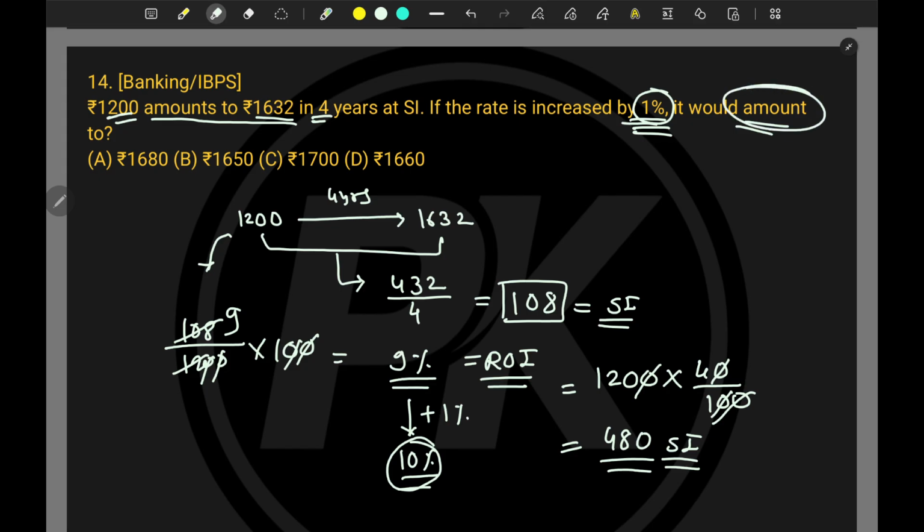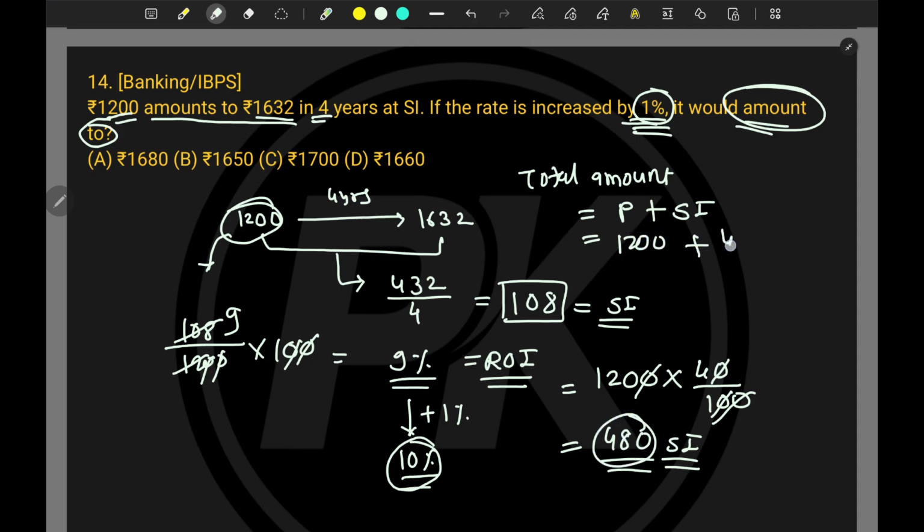Now here what they are asking is what it amounts to. What does amounts to mean? Amounts to means it is the total amount. And that total amount is nothing but your principal plus simple interest. What is your principal? It is 1200. What is the simple interest earned with the new interest? It is 480. So your answer will become 1680. Look for the option. So option number A is correct. Okay, easy problem.